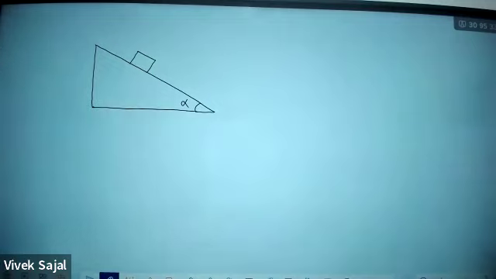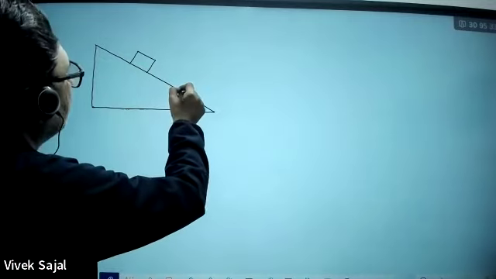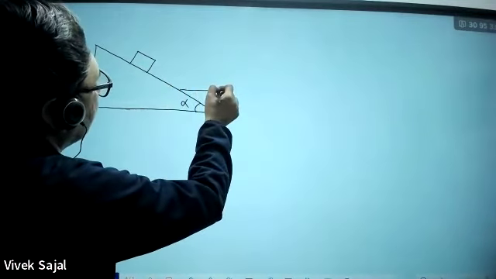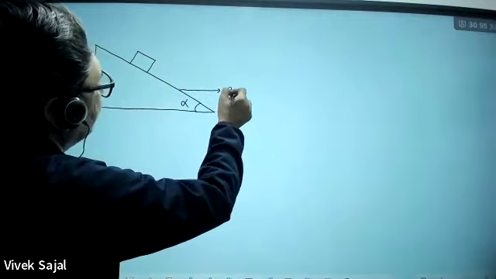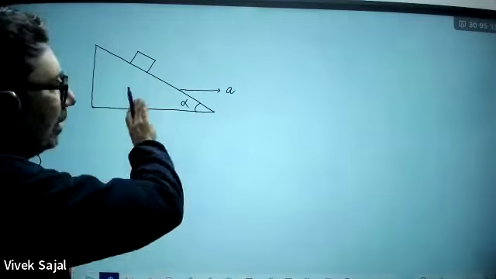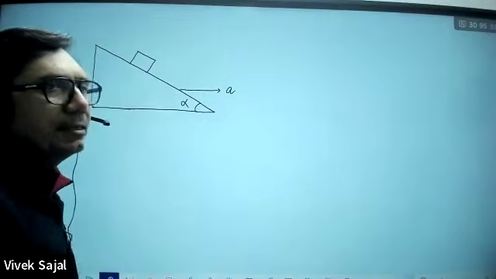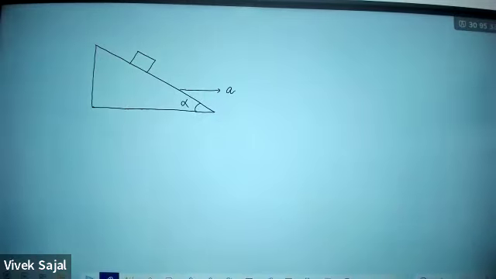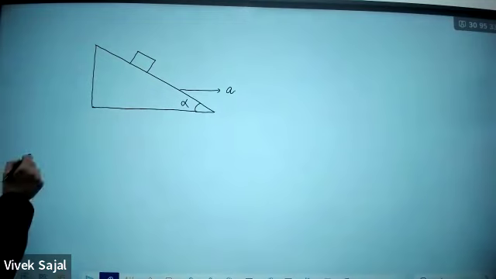The incline is given an acceleration A to keep this block stationary. Then what will be the value of A? You have to find out.